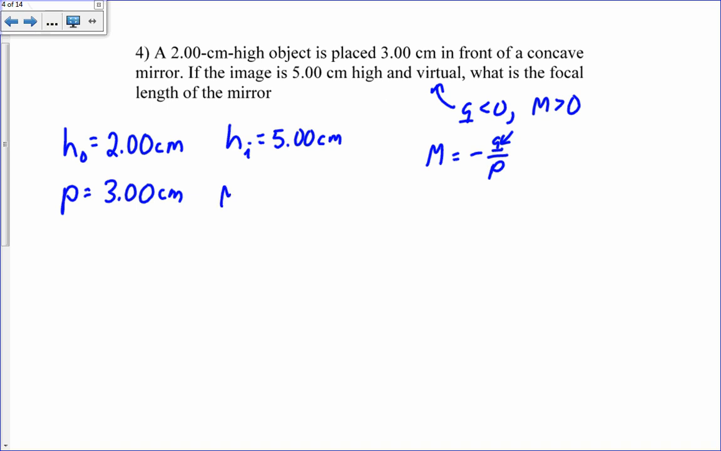So I can say then that my magnification, actually I'm getting a little bit ahead of myself. So my magnification then is the height of the image over the height of the object. That's 5.